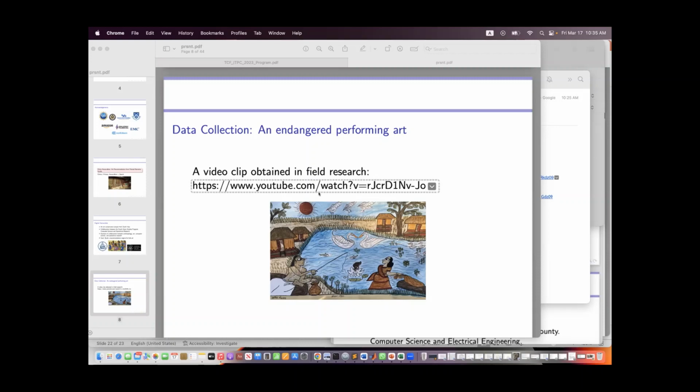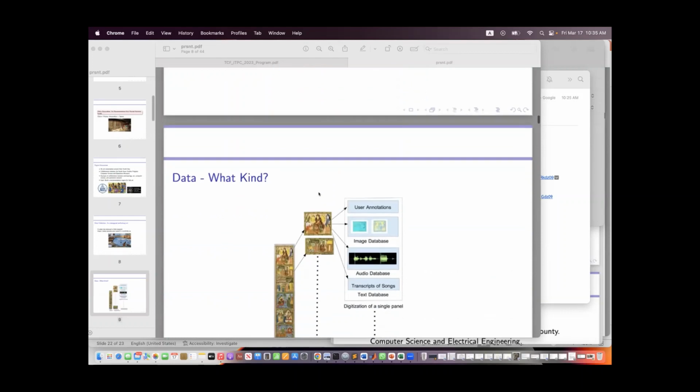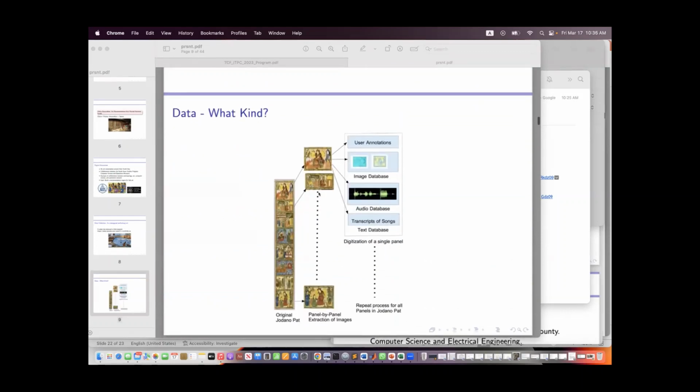But then we develop a database where we have both the paintings as well as the scrolls and information about the musical instruments all stored up. So what kind of data are we really collecting? Well, there is the original scroll, and these scrolls could be anywhere from 15 feet or more long. So they're huge. So you can't really get one shot of the whole scroll sometimes.